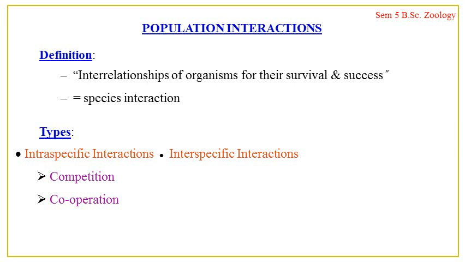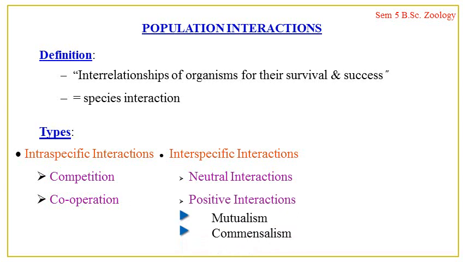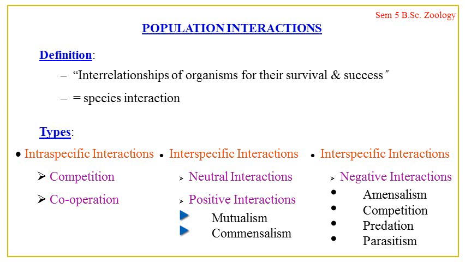So based upon the interactions between species, based upon how it is interacting, what is the effect on the interacting species, the interspecific population interactions can be of three types. Okay, that is neutral interactions, positive interactions, and negative interactions. So these are the three kinds of interactions based on how the interaction is affecting the interacting species, interacting individuals. Okay, neutral interactions, positive interactions, and negative interactions.